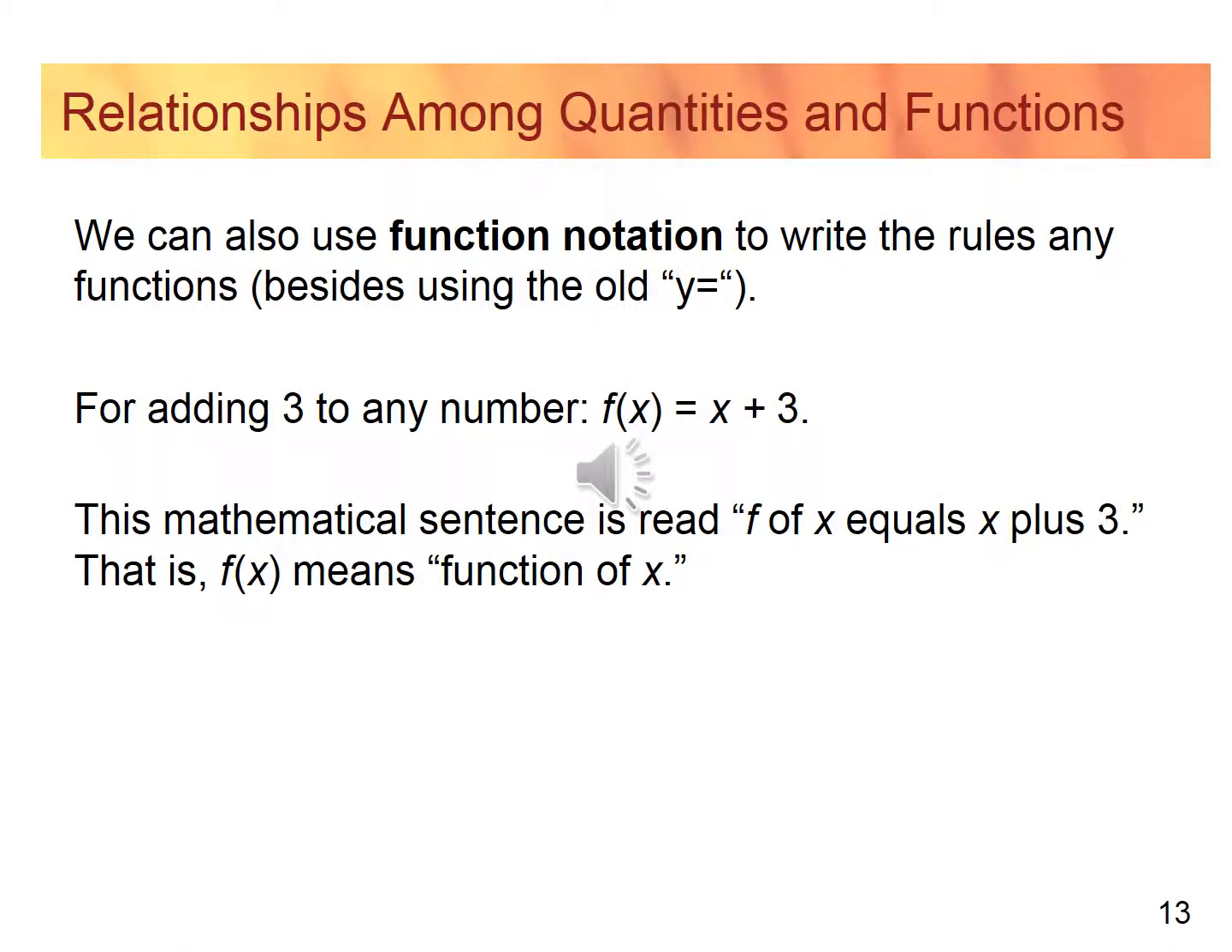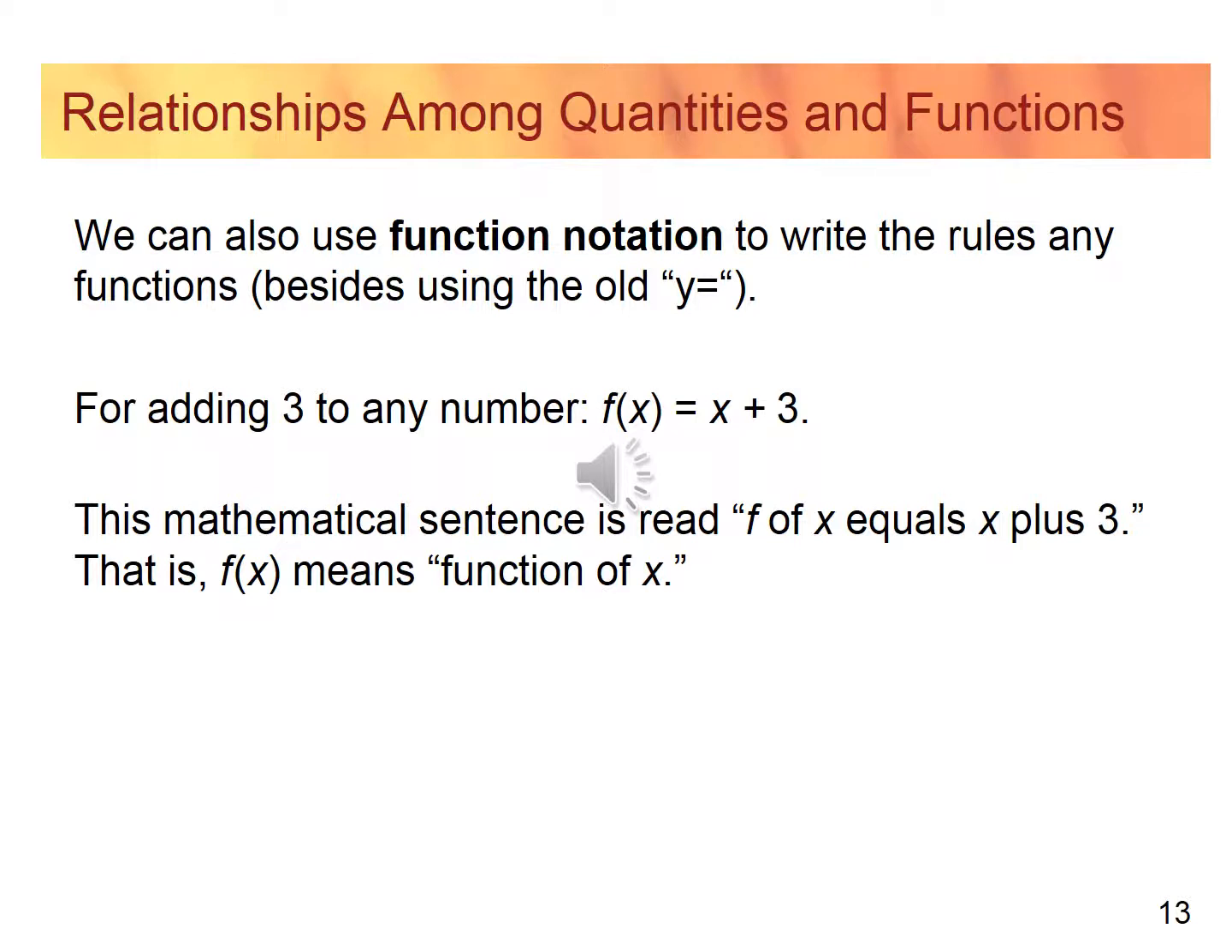Besides writing functions as an equation like y equals x plus 3, we can also use something called function notation. That is simply an italicized f with an x in parentheses, showing that x is our input value and we are performing some kind of function on that x. So here, for adding 3 to a number, we've got f of x equals x plus 3.